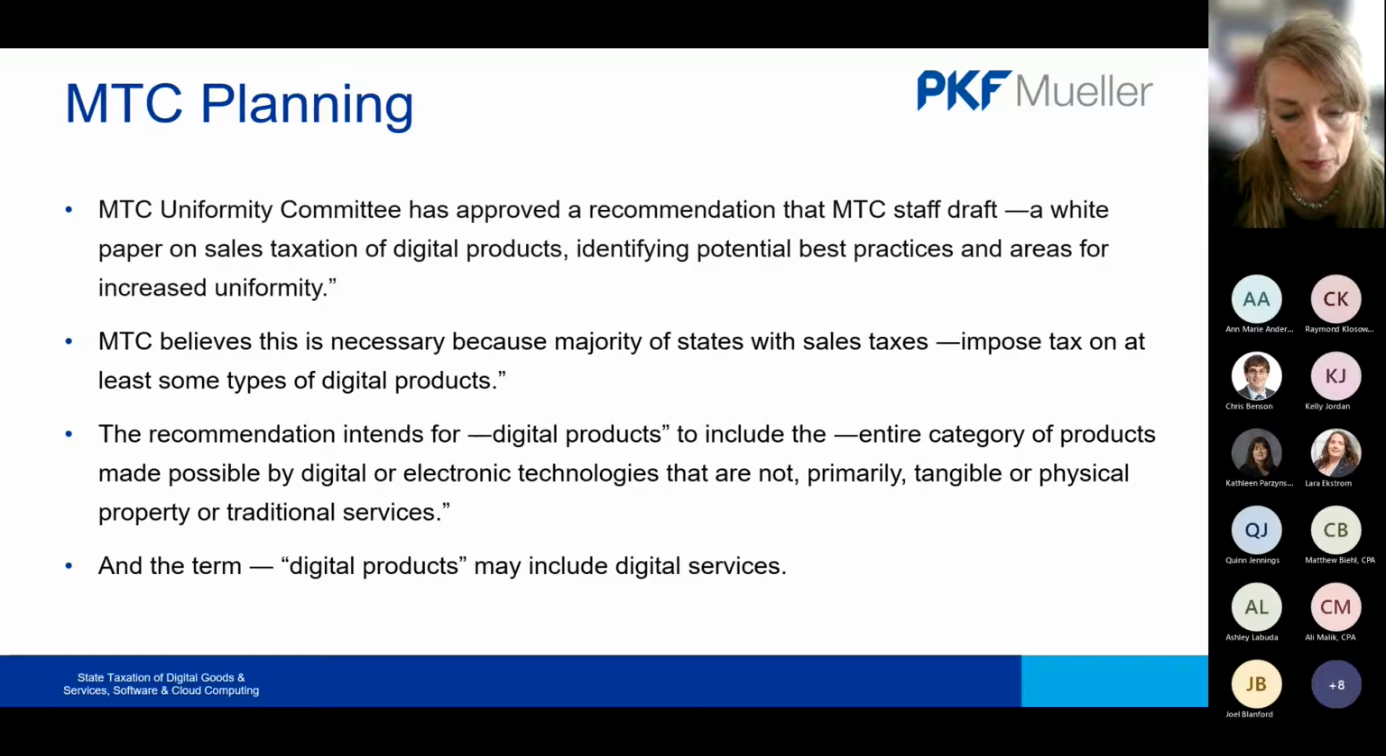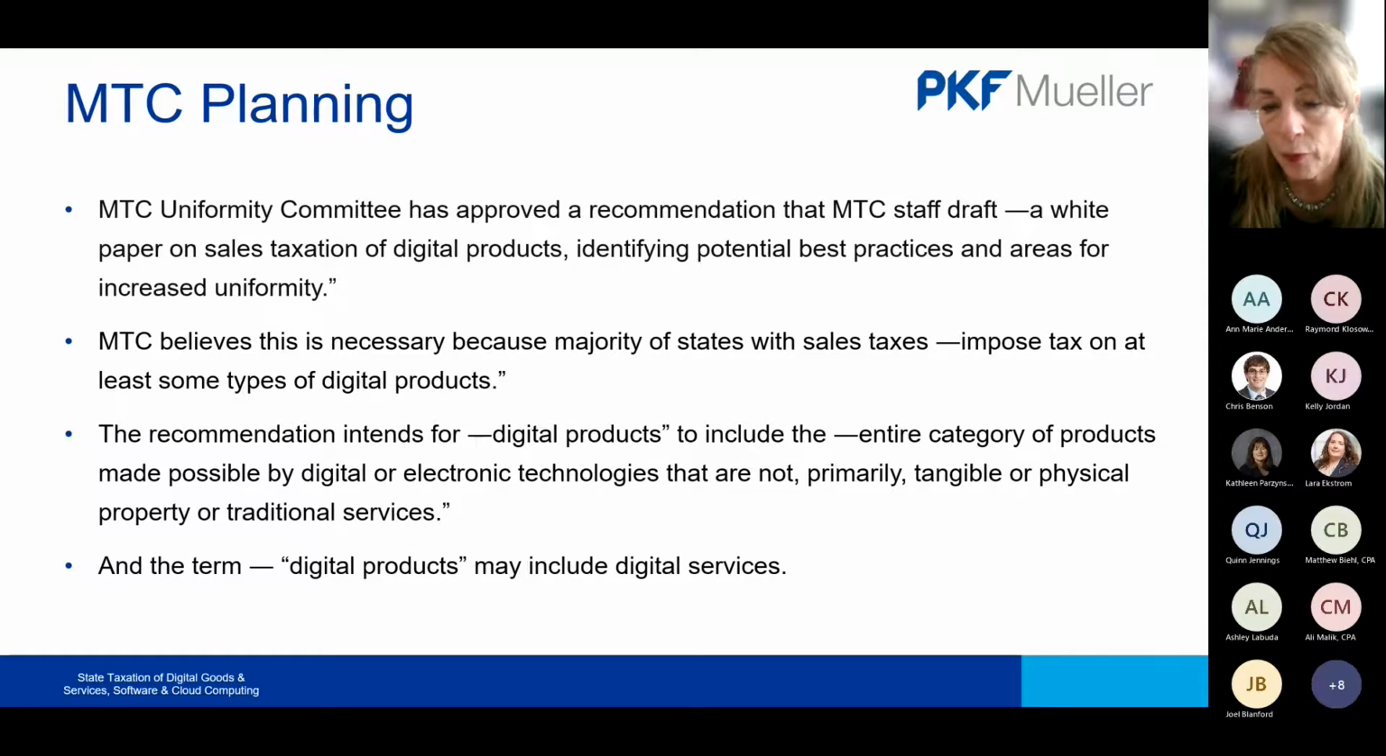So this is a little bit more down the pipeline potentially, hopefully, that we can consider a lot of uniformity moving forward. But they believe it is necessary because the majority of the states with sales tax at least tax a lot of these digital products and services at some rate. Whether it be software as a service or canned software, a lot of these states that do have sales tax do want to impose sales tax on most of these.